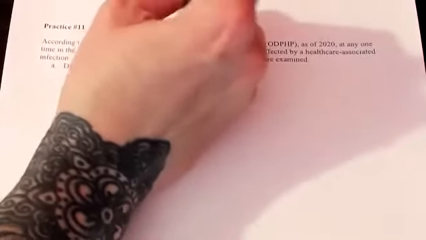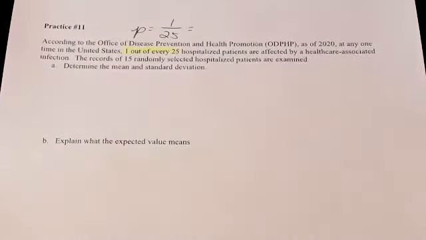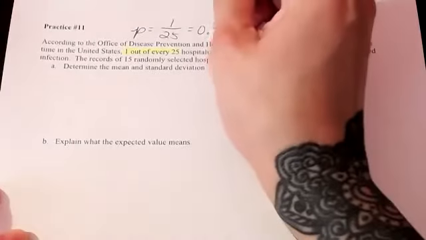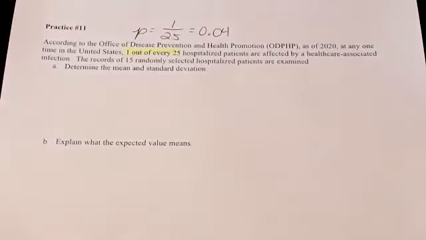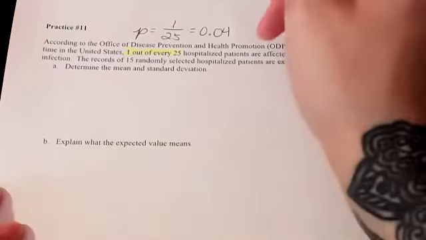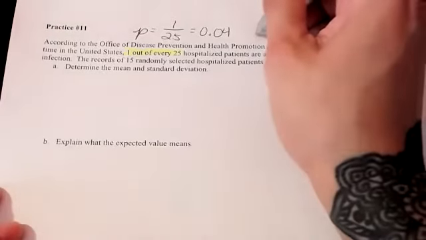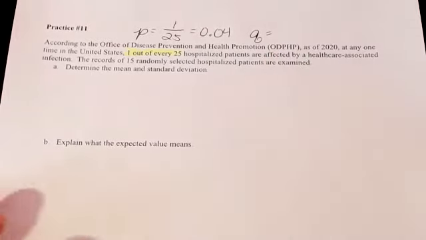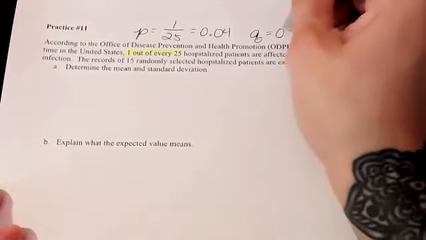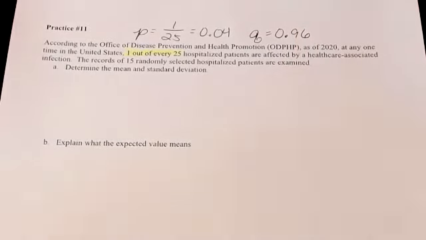So I'm going to write it like this. So P is equal to 1 out of 25. But I am going to convert this to a decimal. So 1 divided by 25 gives us 0.04. So we see that what that implies is that only 4% of patients are actually affected by a healthcare associated infection. Cool. So what are the chances that that does not happen? Give me the decimal form, please. 96. Yes, 96% or 0.96, perfection. Now we have P, we have Q as well.